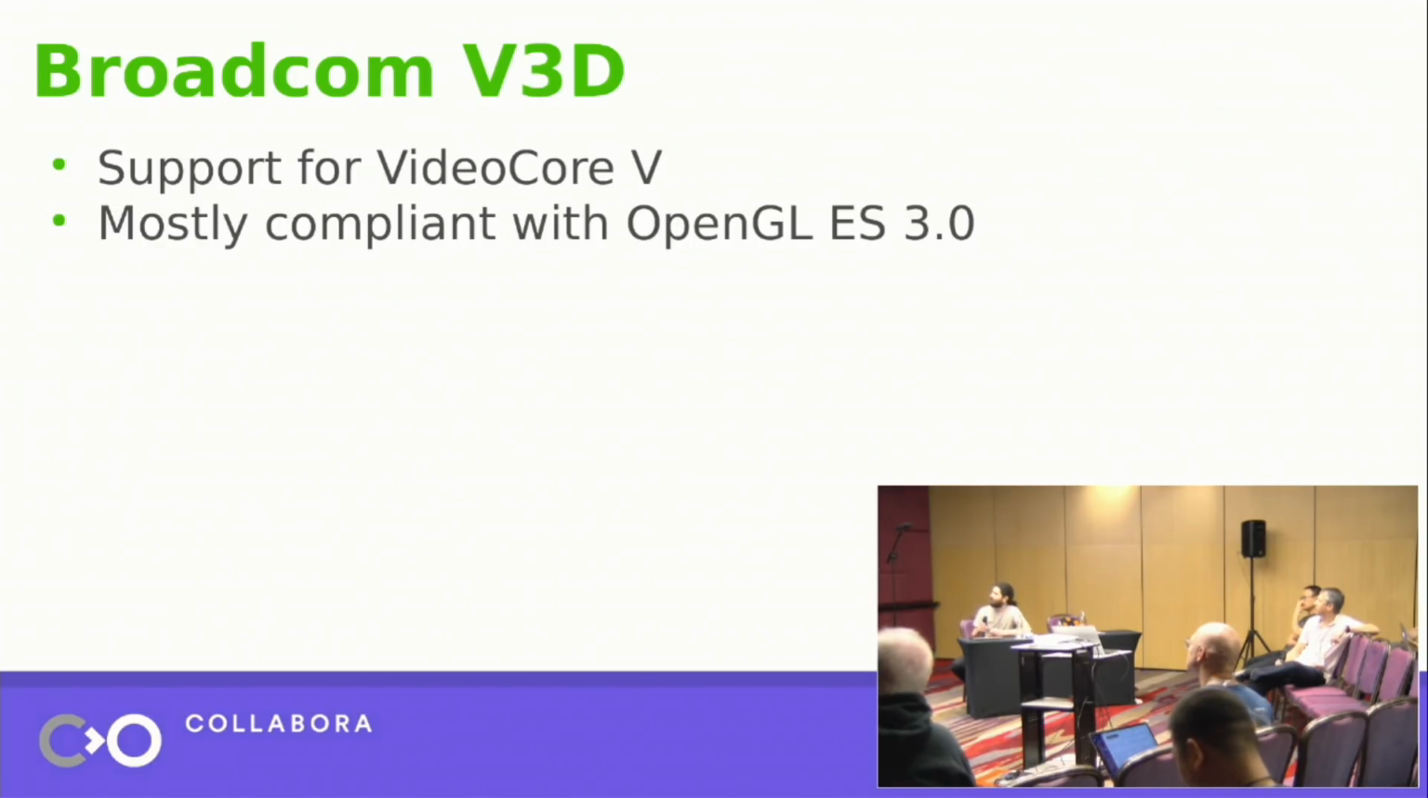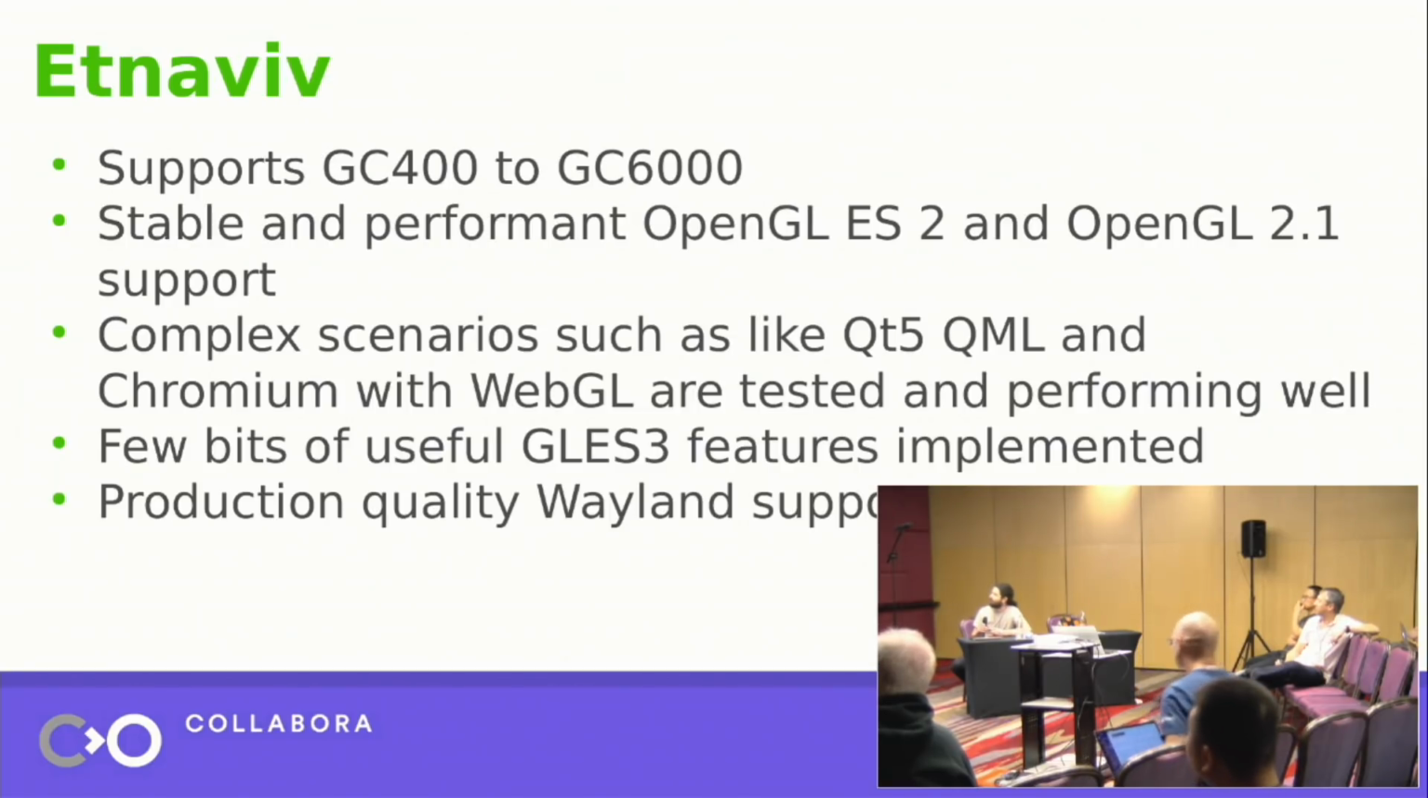V3D, the hardware is more advanced. Accordingly, the API support is also more advanced. And Etnaviv supports a lot of different versions of the hardware. API versions are not that advanced compared with the others. The focus has been more on stability and performance, and because it also has been put in several products, and it has been tested in complex scenarios, such as browsers with accelerated composition, WebGL, etc.